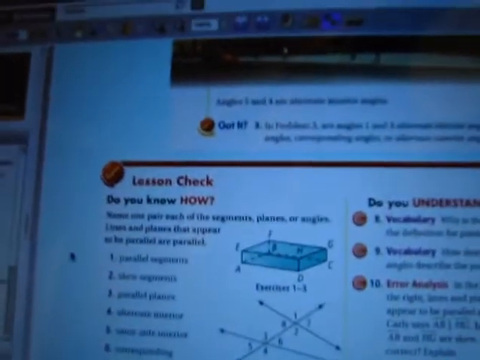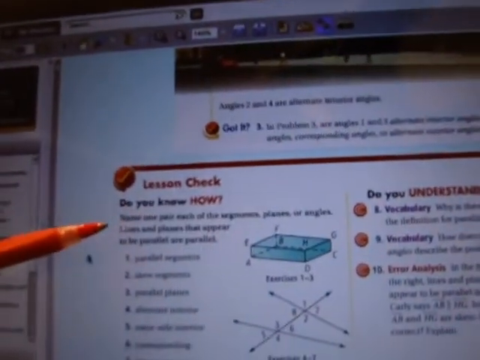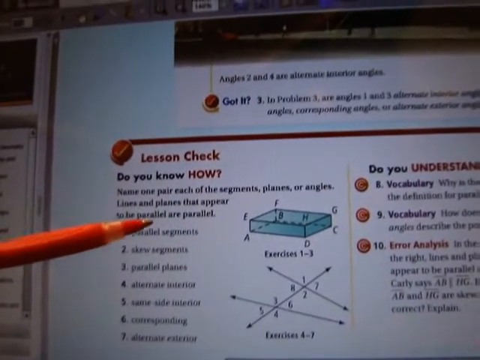Hi, it's Mr. Smith, and we're going to be doing homework 7 right now. We'll start with the lesson check. It says, name one pair of each of the segments, planes, or angles. Lines and planes that appear to be parallel are parallel.